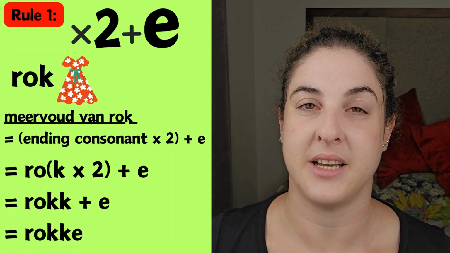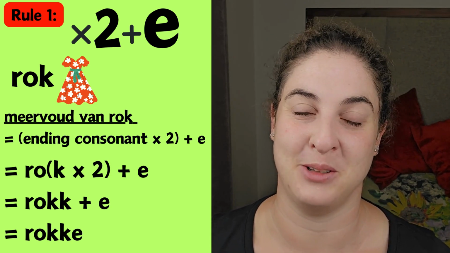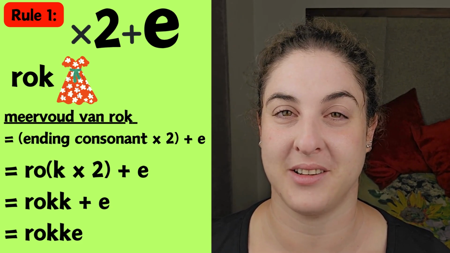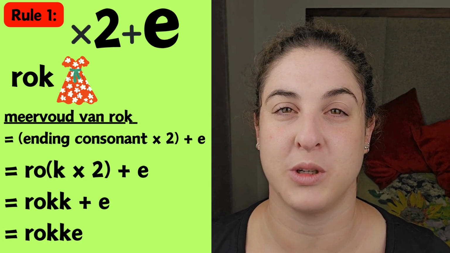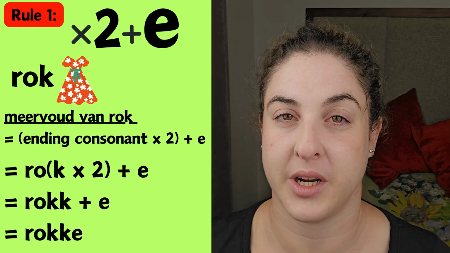Times 2 plus e. And here I give you a whole equation because this is the way my mind works. This is the way I learned things. I hope it works for you as well. So we look at the Afrikaans word rok. Rok is the Afrikaans word for dress.